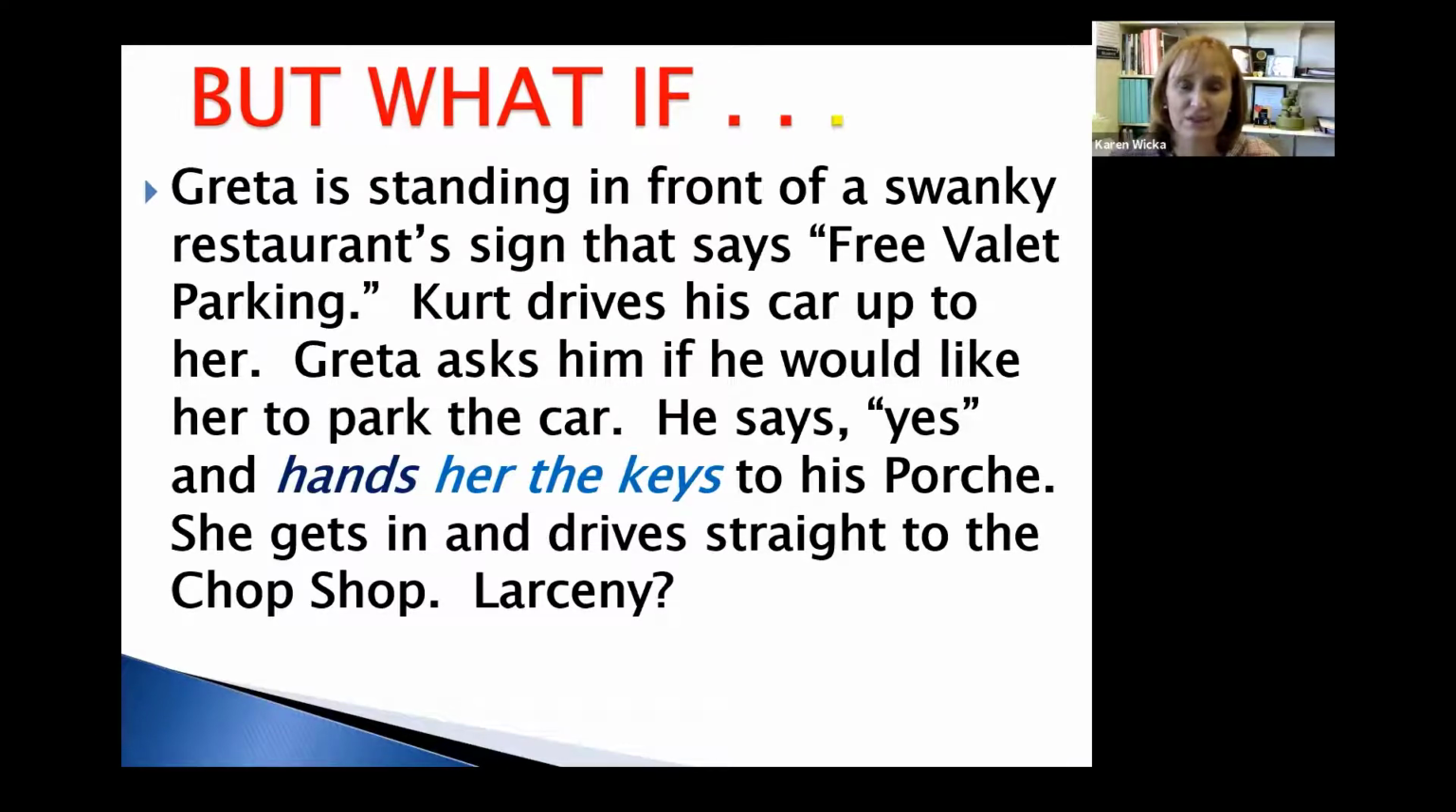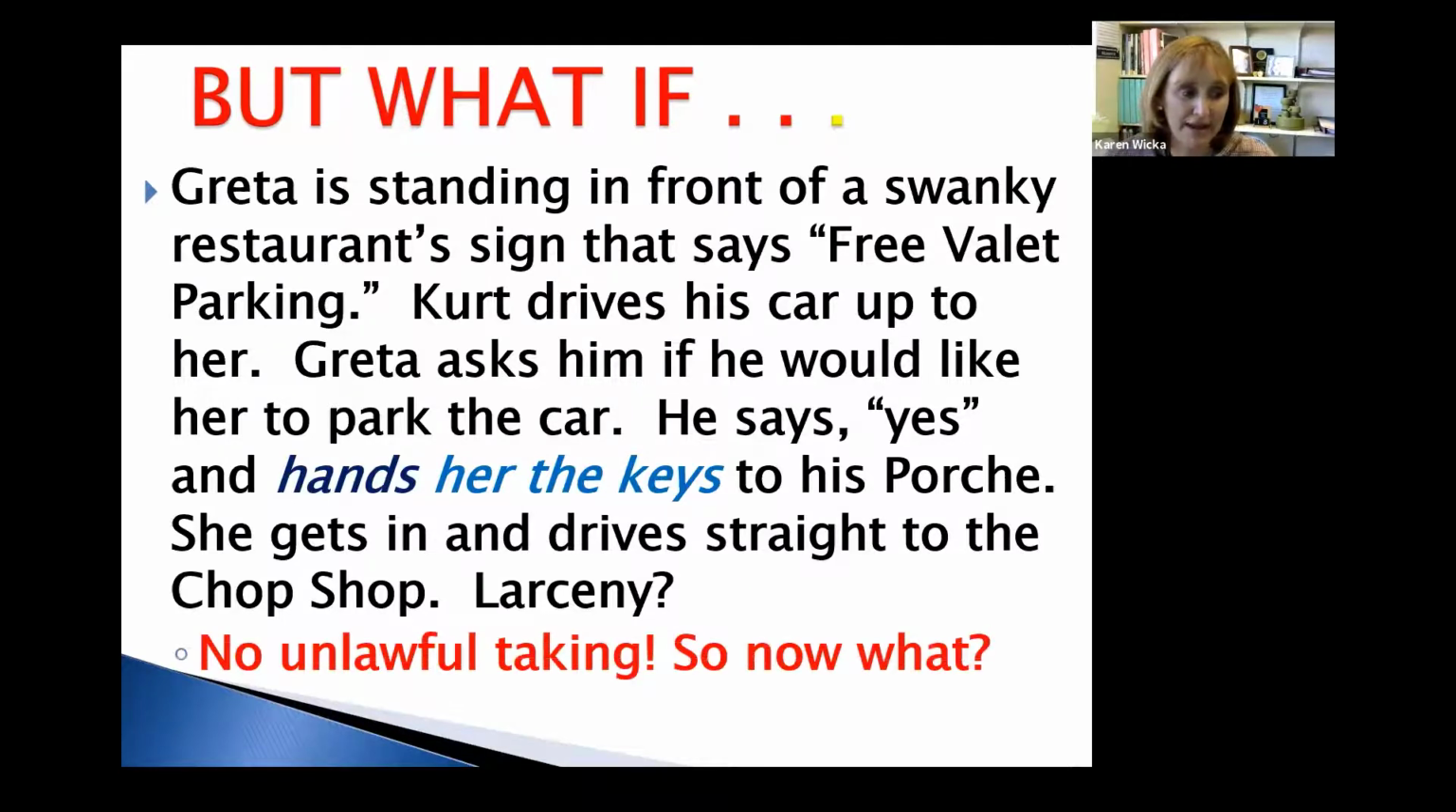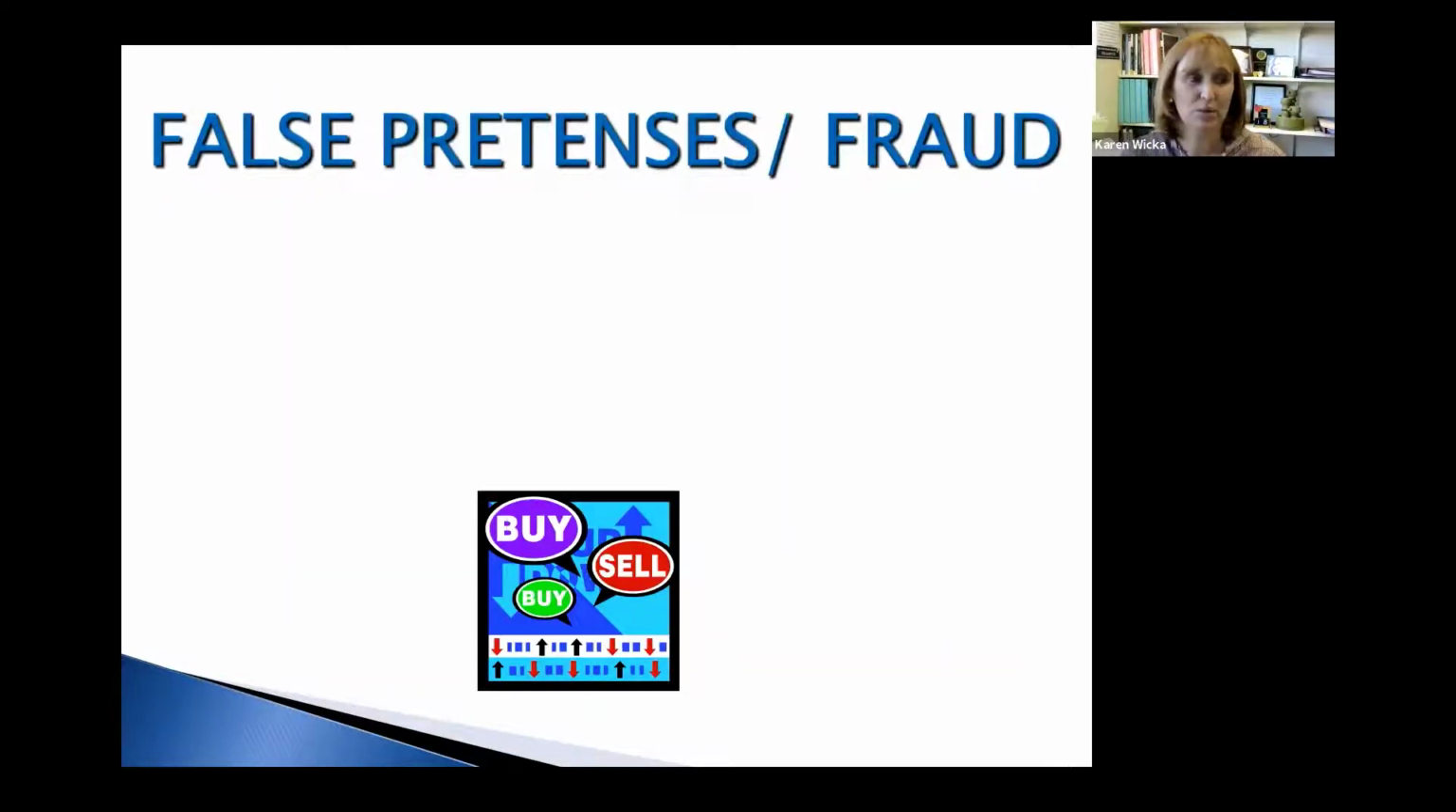He handed the keys over to Greta, free will. He handed it to her. So that can be problematic because it wasn't really an unlawful taking. It was given to her. But you have to think, well, okay, that's still something. What could it be? So it doesn't fit that perfect definition of larceny. So we had to include it under something else. So it falls more under what we would call a false pretenses or fraud.